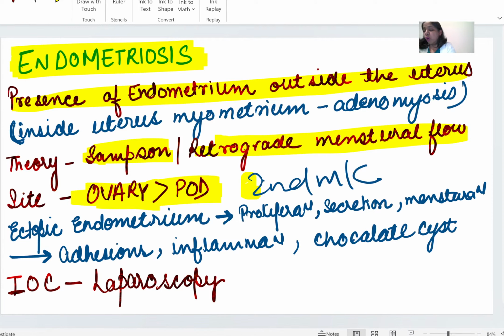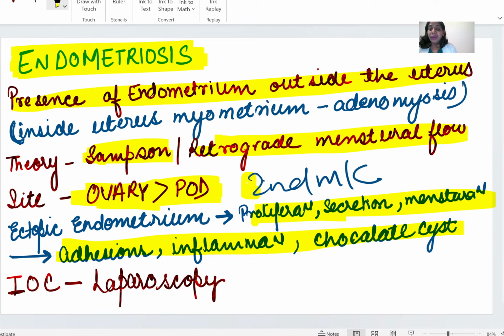endometrial tissue goes into the ovary or the pouch of Douglas, it undergoes changes in the next cycle as our endometrium does. What are the changes in the next cycle? They undergo proliferation, secretion and menstruation. These will cause adhesions, inflammation and chocolate cyst in the ovary, because the uterus has its own outlet, whereas the endometriosis does not have its own outlet, right?